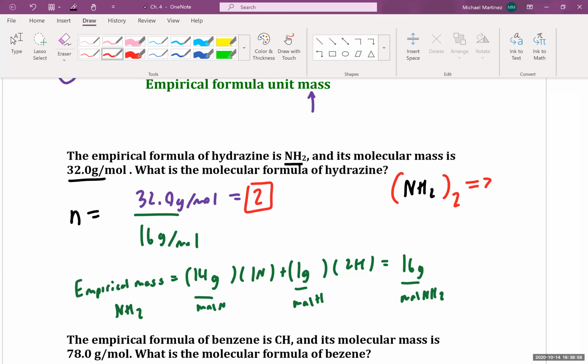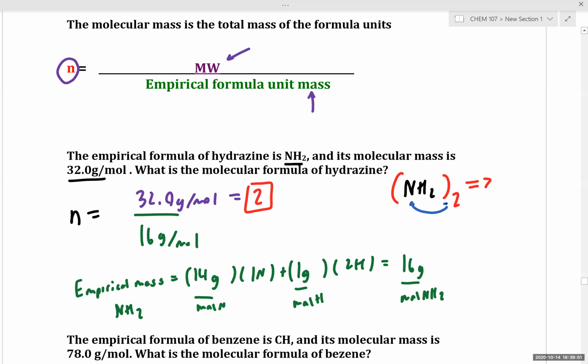So then what we do is we take each of our atom counts, each of our subscripts, and we multiply it by 2 to give us N2H4. And this would be our molecular formula. Does that idea make sense? By calculating N, it tells us how many of these empirical units we have, and so we multiply our empirical formula by N to get our molecular formula.